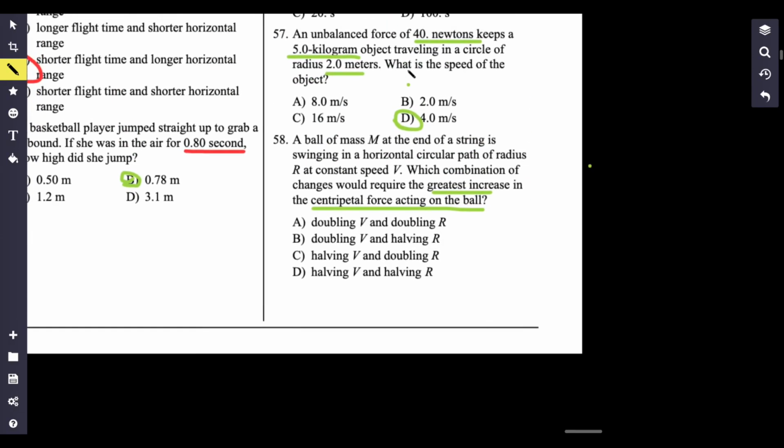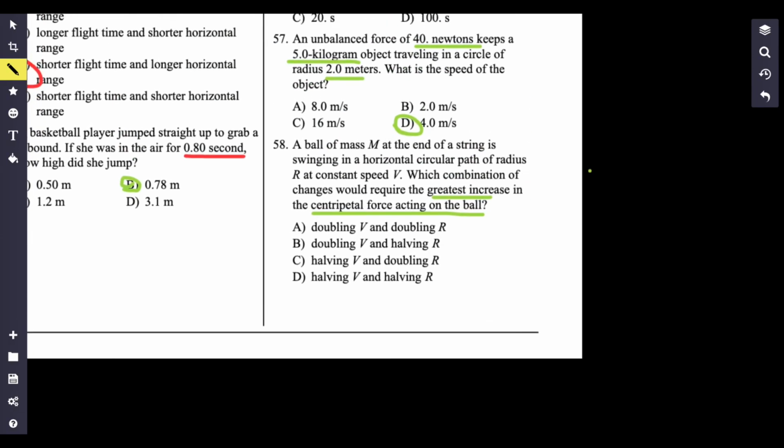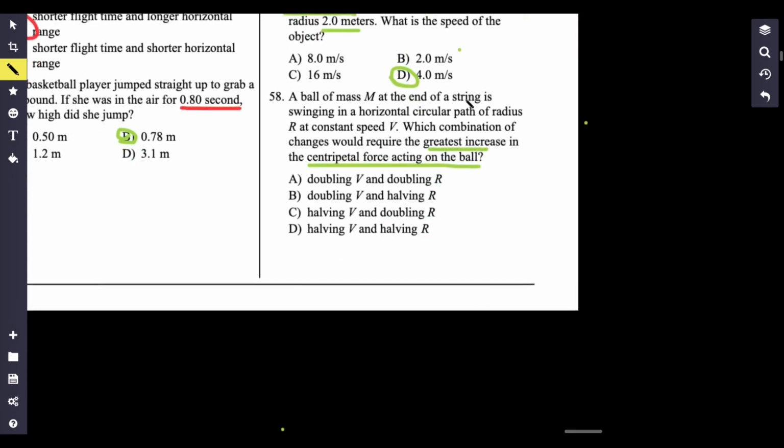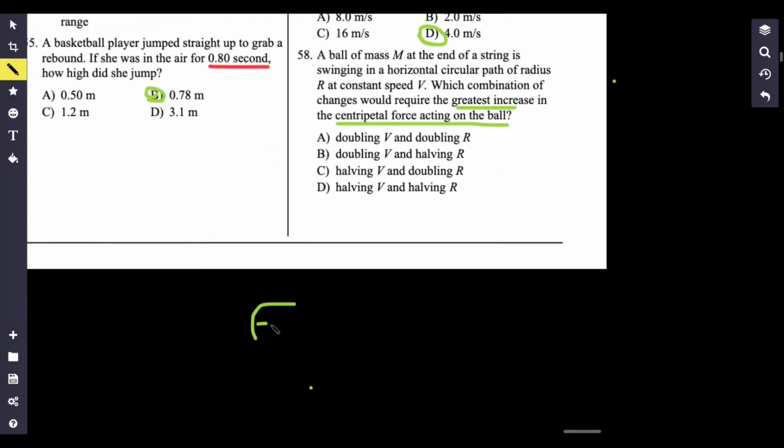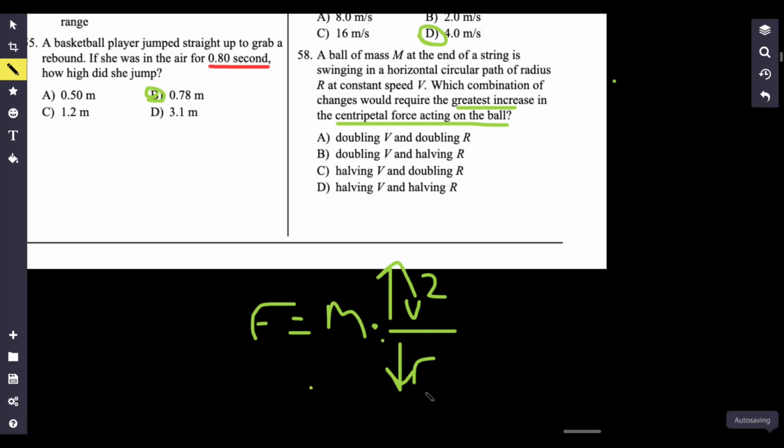This one is just another problem where you can just look at the formulas. So I know centripetal force is equal to centripetal acceleration times mass, but I'm just going to write it as v squared over r here. Now, which one of the following will increase the force the most? If I decrease my denominator and increase my numerator, that would increase my force, right? So increasing v, but decreasing r, halving r, that would be the highest centripetal force acting on the ball.